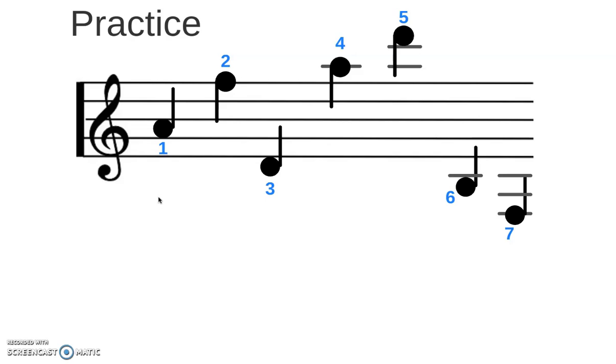The first one, it's on the staff, it's a space. You can use the memory device, face, F-A. There we go. On the staff, on a line, you can use the line's memory device. Every good boy deserves fudge. Number 3, you cannot use the memory device. In fact, you can't use the memory device for 3, 4, 5, 6, or 7 because they are above and below the staff. So we have to count up or down.